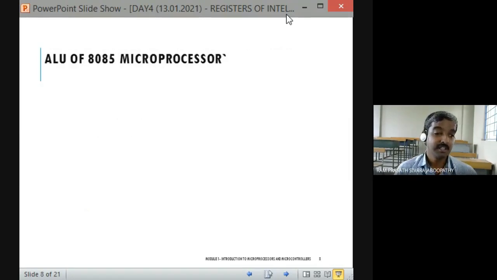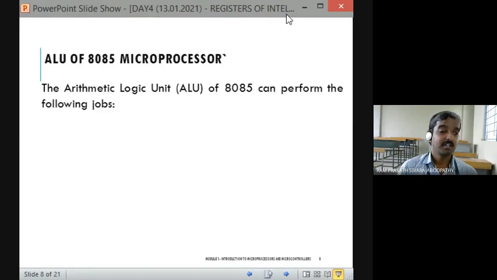Before that, ALU of 8085 microprocessor. So the arithmetic and logic unit of 8085 microprocessor என்னென்ன ஆபரேஷன்லாம் பண்ணும் அப்படின்றது பார்க்கலாம். Generally ALU stands for arithmetic and logic unit. So it is definitely going to perform arithmetic and logical operation. என்ன operation லாம் perform பண்ணும்னு பார்க்கலாம். Fine. Then we will get into the operation of ALU.